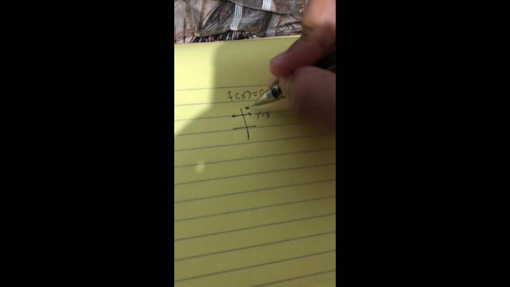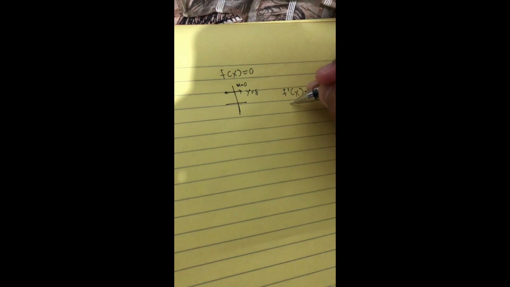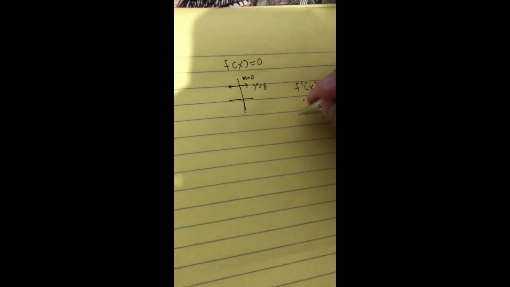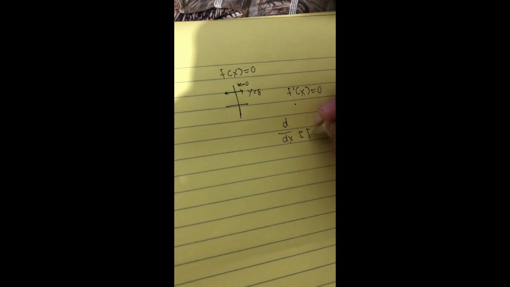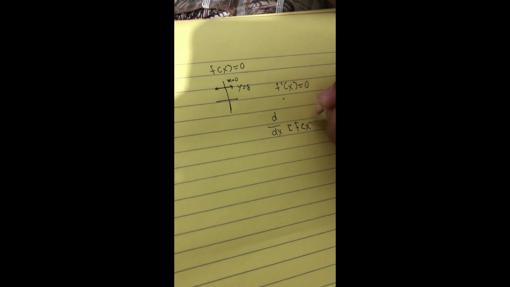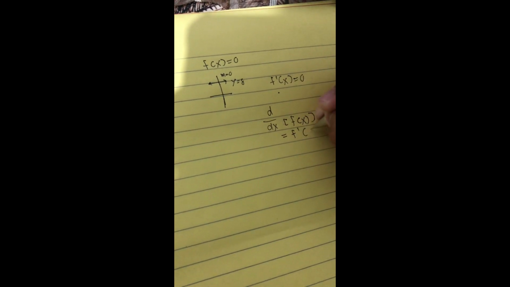what is the slope of a straight line? It is m equals 0. And so if we find the slope of this function, f prime equals 0. So it will become the derivative of f of x is equal to f prime of x.